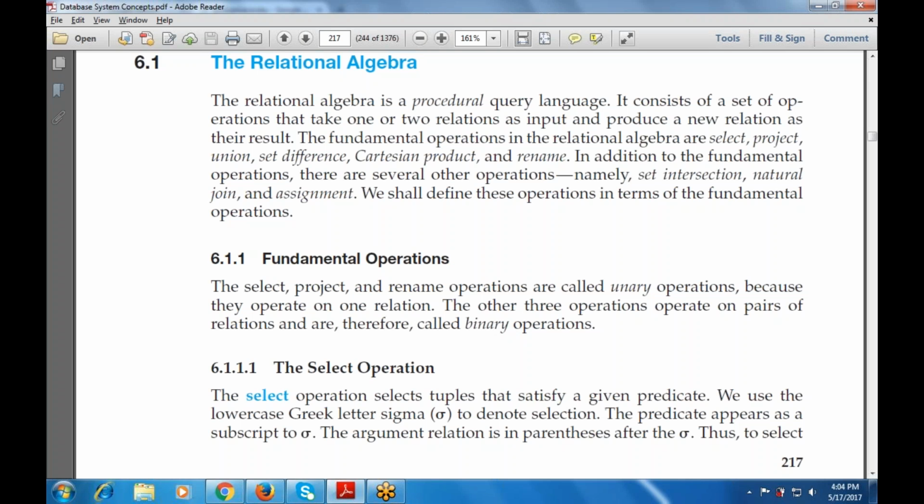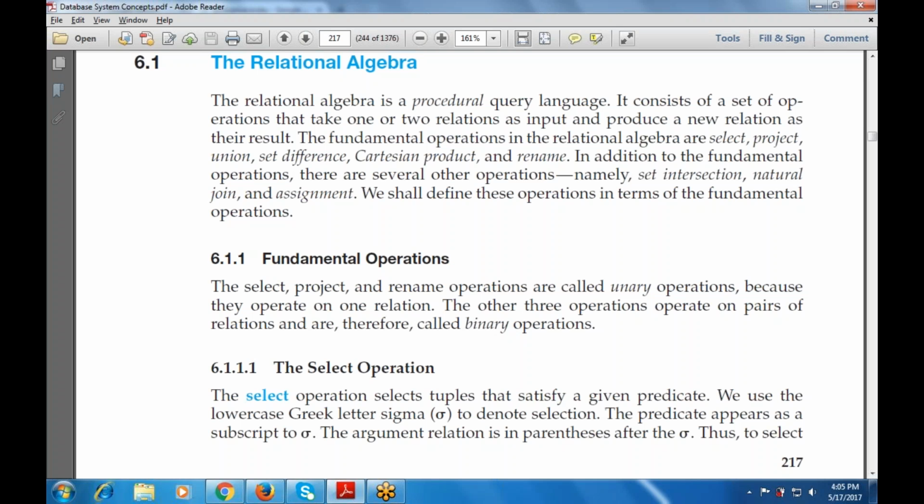Let's start with the first one, select. So till now we have studied what relational algebra is and how it is used. There are six operations: select, project, union, set difference, Cartesian product, and rename, and other operations also: set intersection, natural join, assignment. Select, project, and rename are unary, and the others are binary. So let's start with the select operation. The select operation selects the tuples, the rows, that satisfy a given predicate.